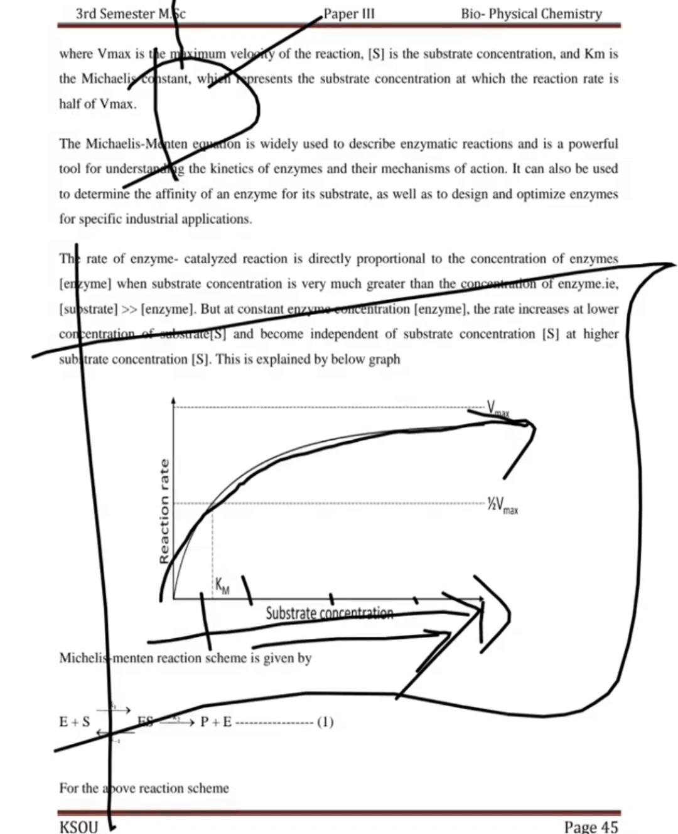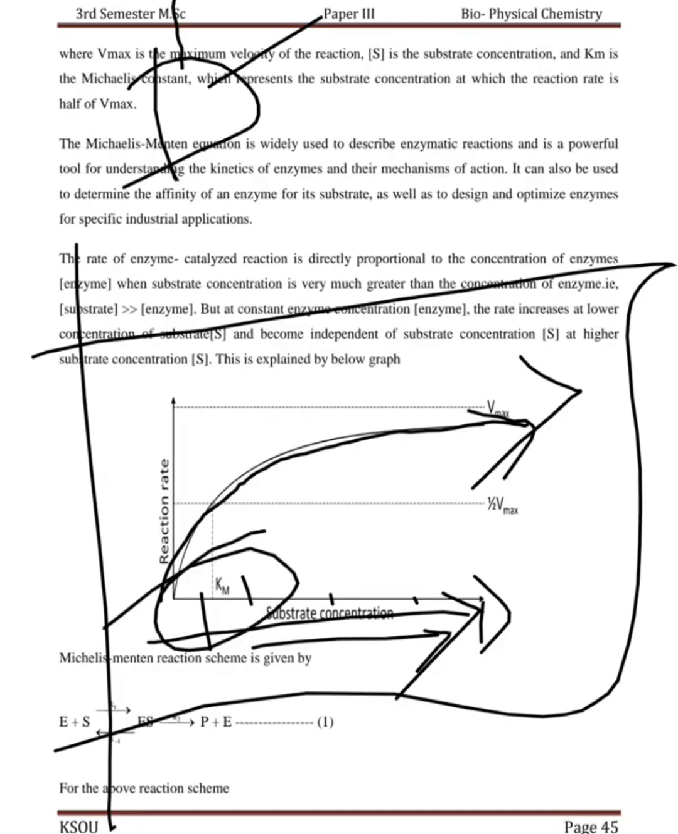So further, as the substrate concentration increases, there will be no change in the rate of reaction. That concept was described by Michaelis-Menten kinetics. So here, this is Vmax, the maximum velocity. And Km is the Michaelis constant.